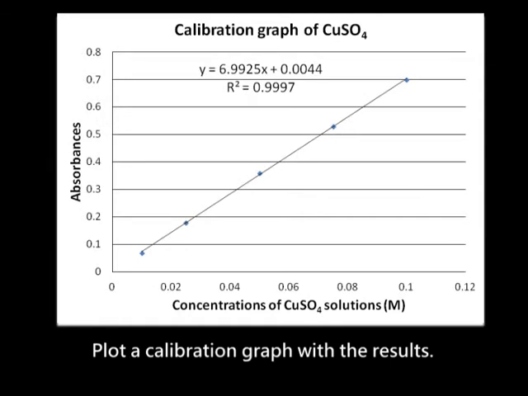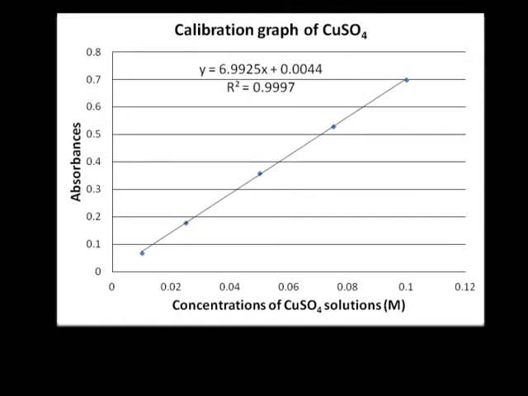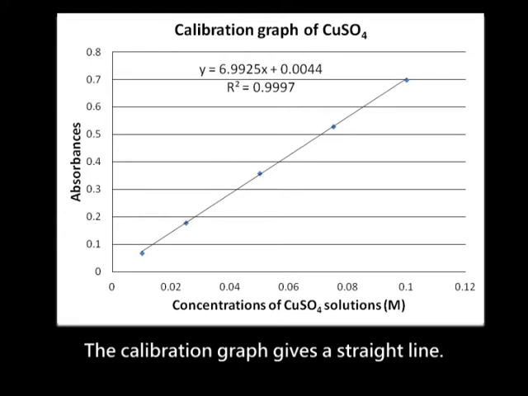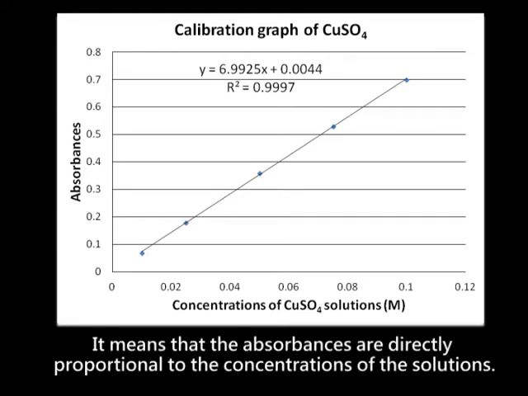Plot a calibration graph with the results. The calibration graph gives a straight line. It means that the absorbances are directly proportional to the concentrations of the solutions.